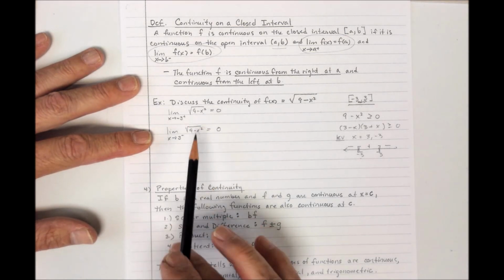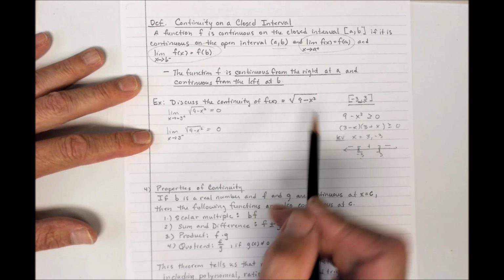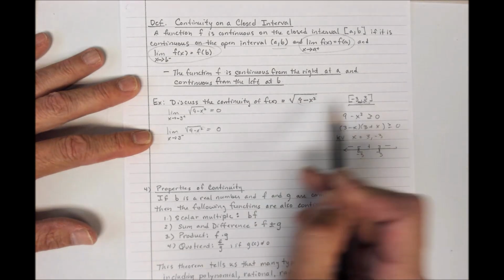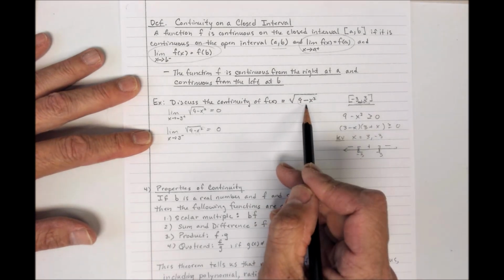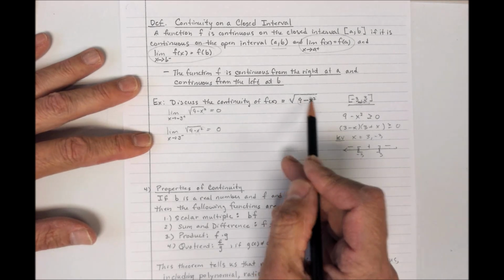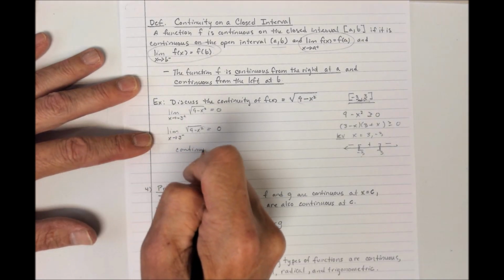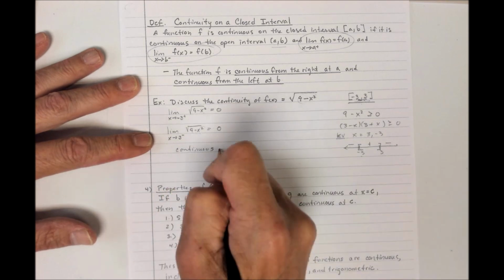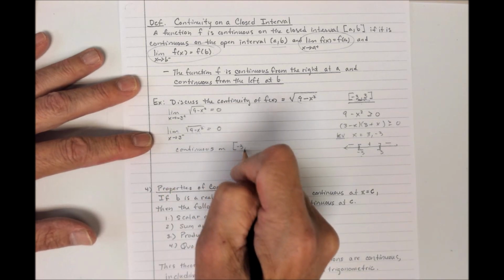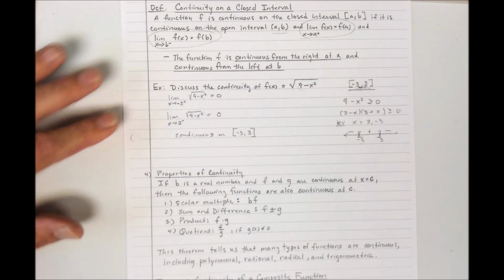I have continuity on the left. And because this is defined in here, and we have a nice function without any breaks, we have a nice composite function, this is continuous on the closed interval from -3 to 3, everywhere it's defined.